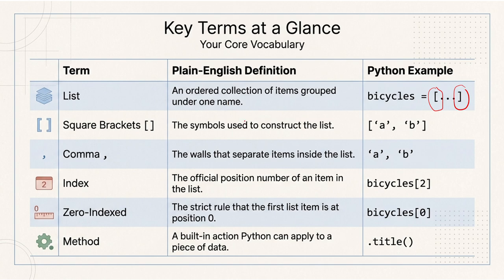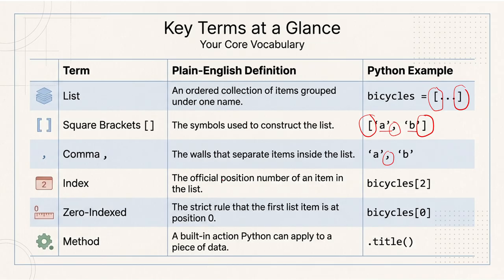The next thing is, what are these square brackets? These symbols are used to construct the list. So here we have this starting bracket, we have this closing bracket, and within that we have two items. This is the purpose of square brackets. What is a comma? A comma separates the items within a list. So over here, this comma is separating A and B within a list.